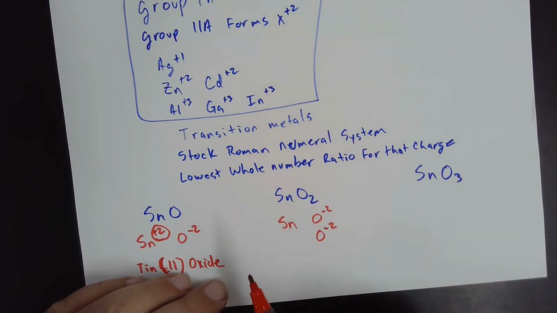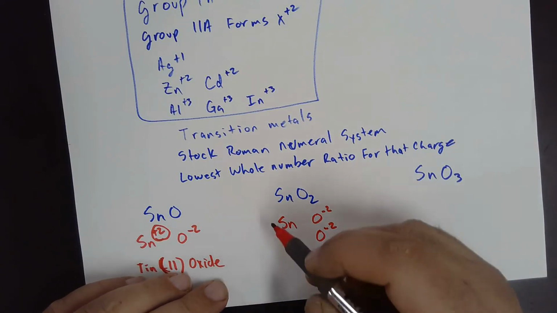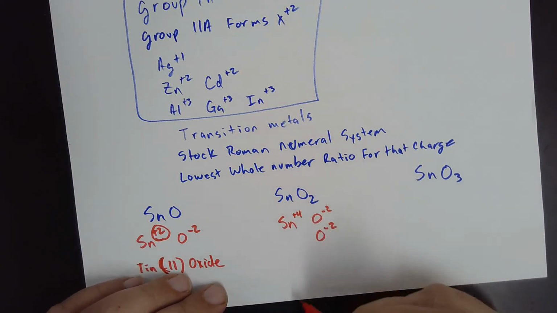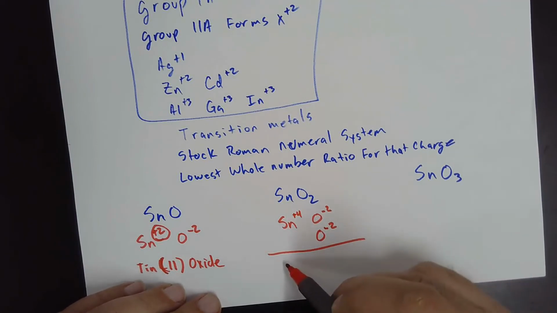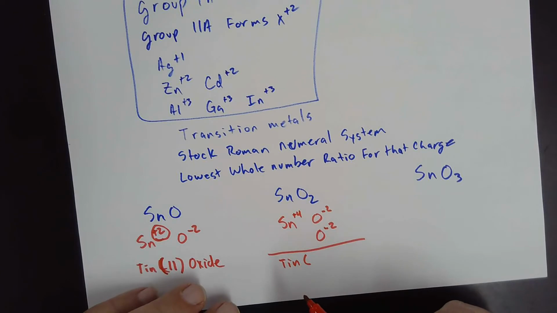So what does this positive ion have to be in order to neutralize that? This has to be a +4. So when I write the name, it is tin. How do I write the Roman numeral?